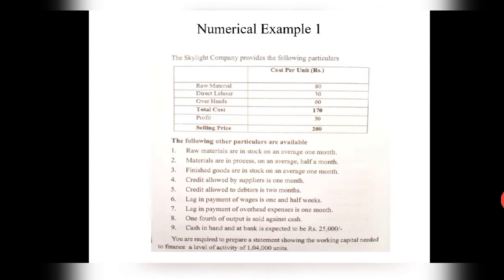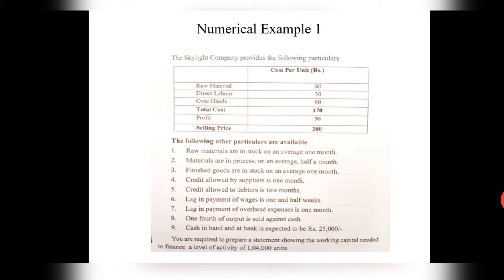Hello students, in this video we will see a numerical example on calculation, or estimation, of working capital. The information is given about a company, Skylight company, for the calculation of the required amount of working capital. They've given the three elements of cost: raw material, direct labor, overheads, and per unit cost is given, the total cost is given, profit is given, and the total selling price is given.